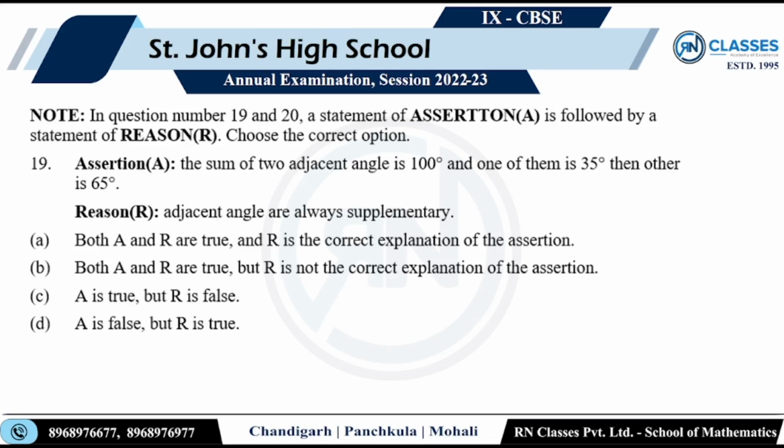In the questions 19 to 28, there are assertion and reason questions. Assertion: the sum of two adjacent angles is 100, and one of them is 35, then the other one is 65.